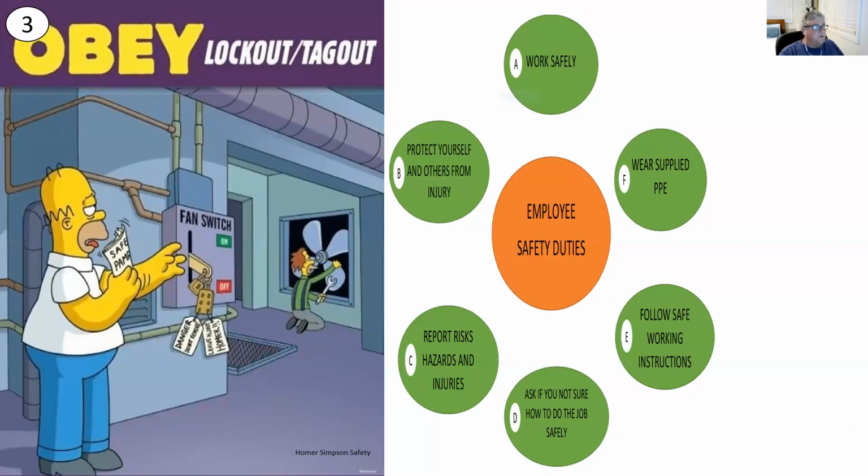So this is our next slide, number 3. Which one do you think best describes this scenario? Protect yourself and others from injury. B. That's it. He's got a lockout tag on the fan switch, so we can work on it. So he's protecting himself and others. There could be another hazard there, depending on what it is. But he's protecting himself to start with by locking that out.